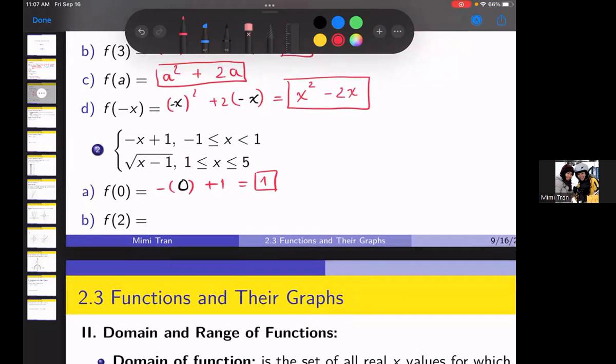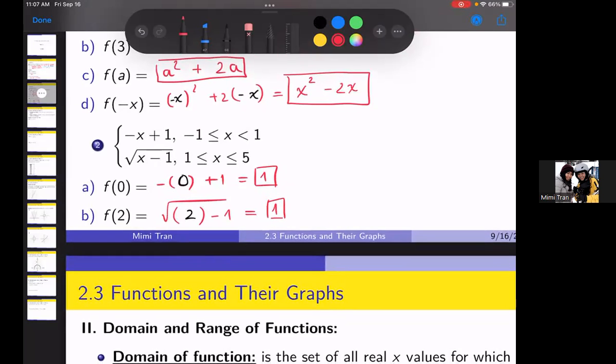What about f of 2? What do I plug in? Yeah, the bottom one, right? So square root of something minus 1, where something now is 2. 1 again. Right, so you're gonna know where to plug in depending on which value belongs to which domain.